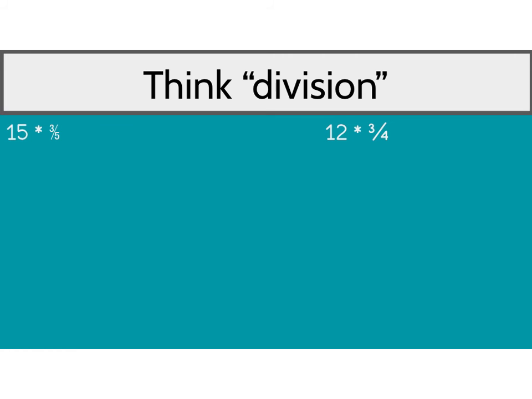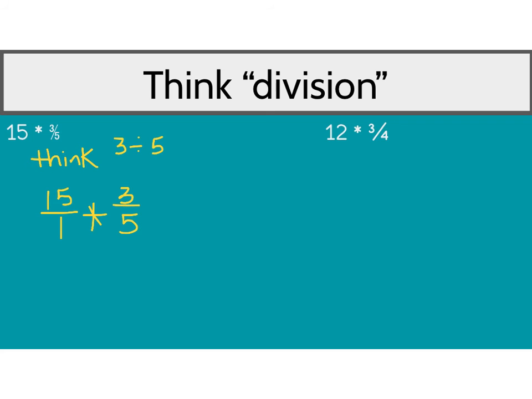So I want you to think about that for a minute. So for this first one, we are thinking 3 divided by 5 for that fraction 3/5. So it might help to set it up like this to kind of get you to think your way through that.